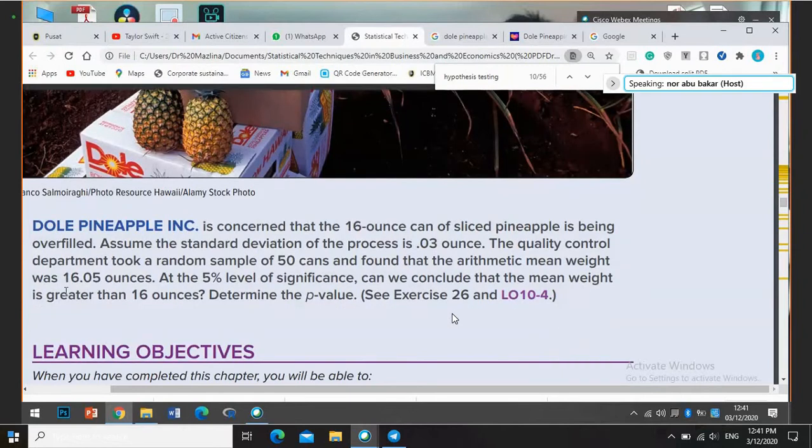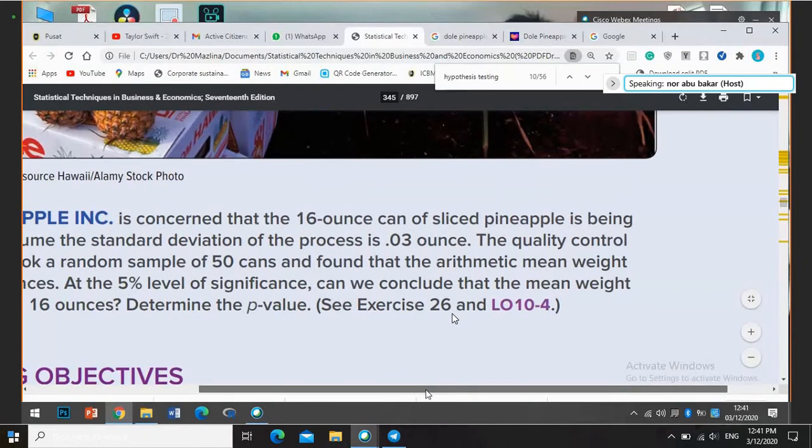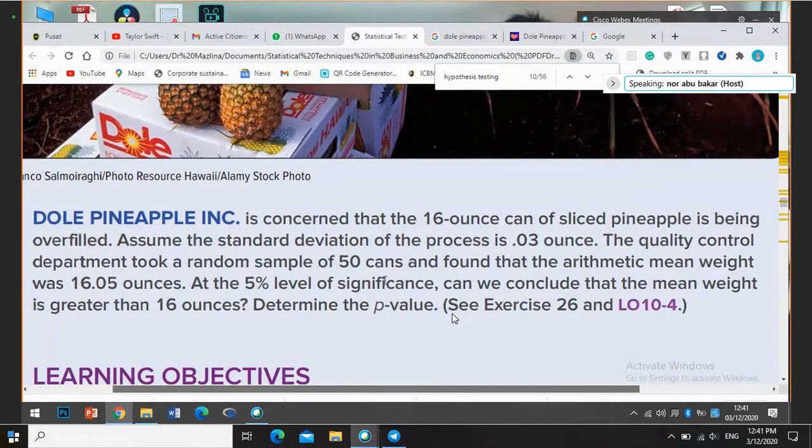And the quality control department took a random sample of 50 cans and found that X bar or the arithmetic mean weight was 16.06. Okay, and the question proceeds at 5% level of significance. Can we conclude that mean weight is greater than 16 ounces? And ada lagi dia tanya determine p-value. Okay, so kalau awak tengok ni, bila awak belum belajar lagi, mungkin awak rasa macam apa soalan ditanya kan.